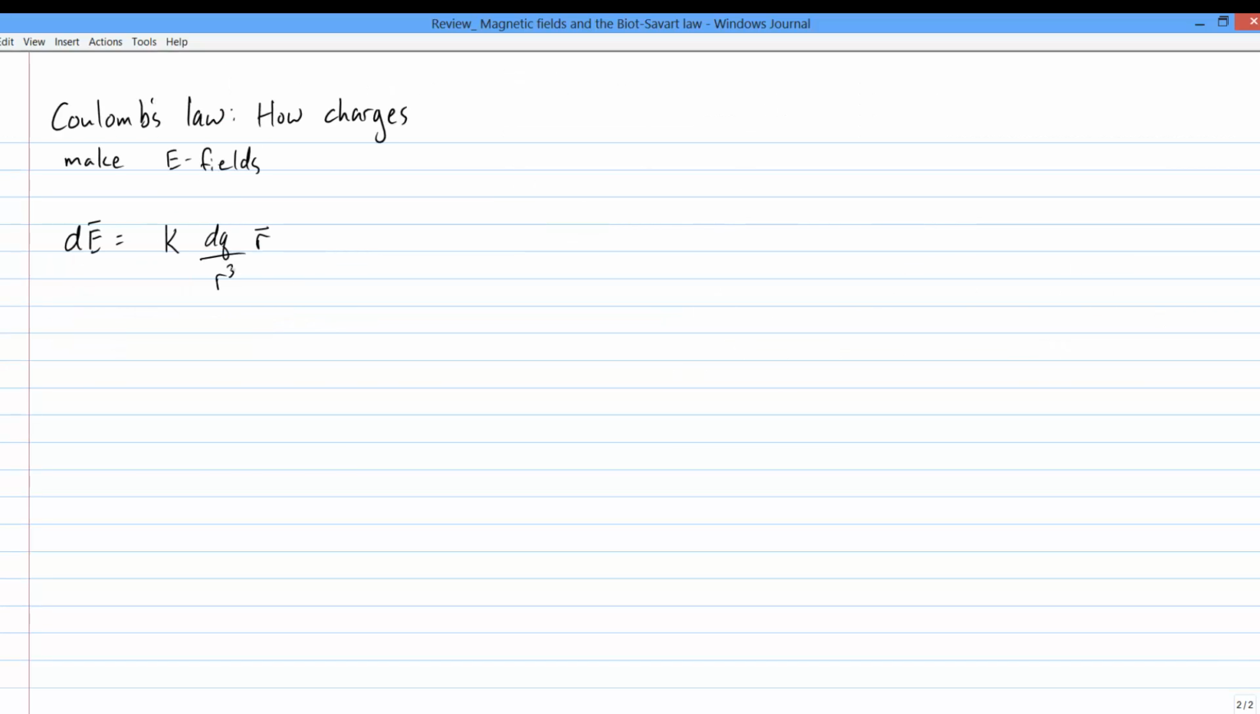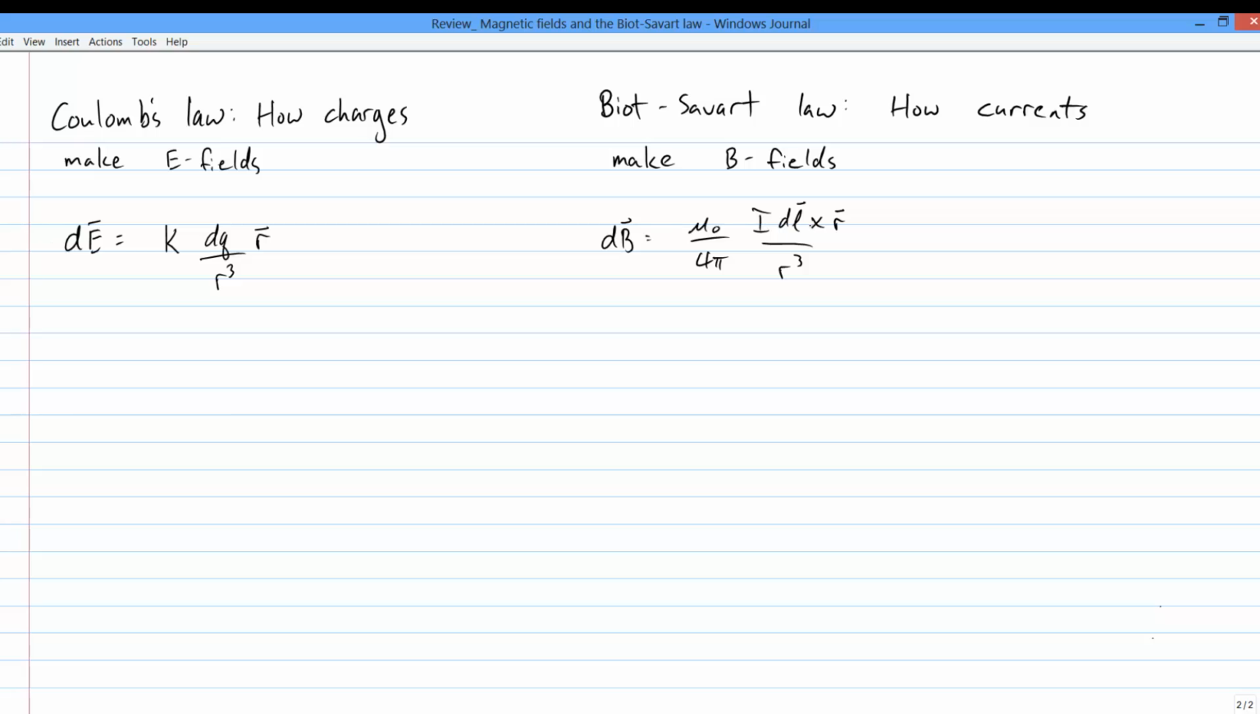Okay, so electric fields come from charges, and Coulomb's law tells us how bits of charges make bits of field. The Biot-Savart law is the corresponding law for magnetism. It tells us how bits of current make bits of field. A lot of it is structurally just like Coulomb's law. There's an R vector out here that points from the source to the observation point. There's an R cubed in the bottom, a source term, and a constant that makes all the numbers work out in a particular system of units.